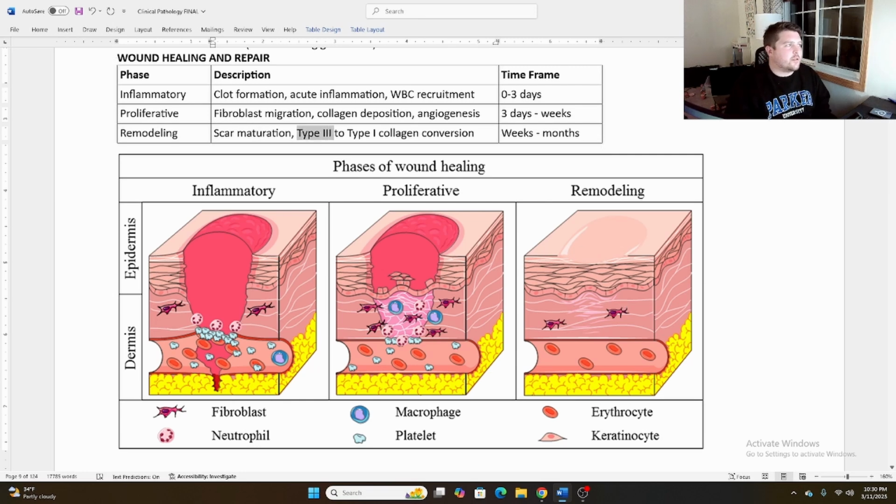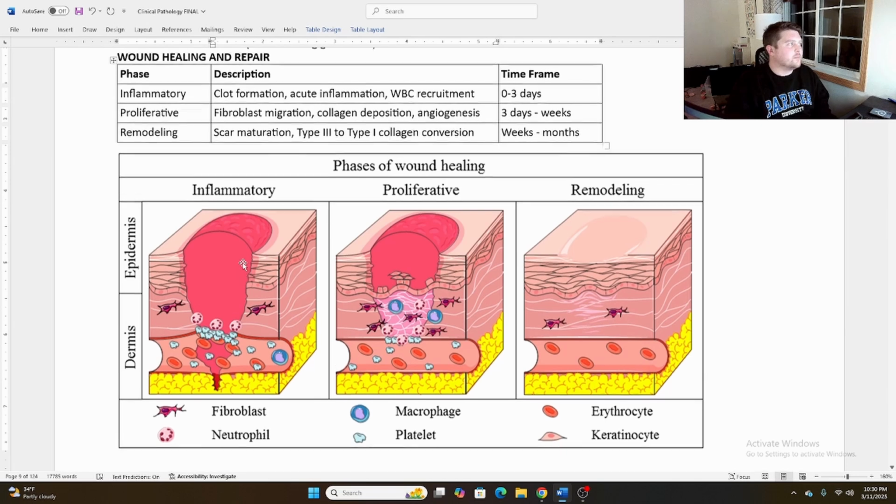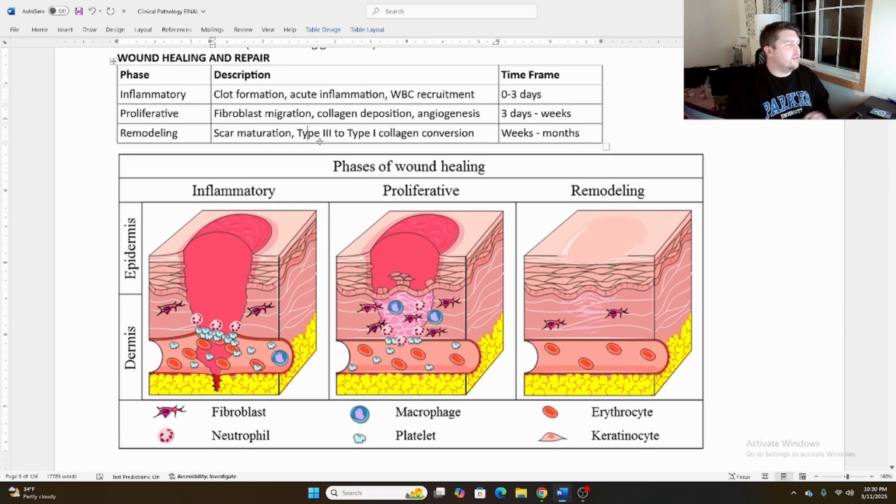The type 3 collagen that the fibroblasts laid down converts to the tougher, denser type 1 collagen in order to protect that whole area. If you want to spend a little bit of time looking at this picture and understanding that process, that's fine. The big things that they will ask about are the type 3 to type 1 collagen conversion, as well as the order of it. It goes from inflammation to proliferation and then finally to remodeling.